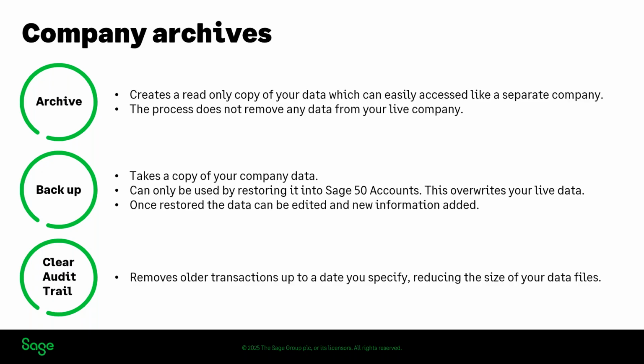And then lastly, we've got the clear audit trail. The clear audit trail process is to remove all the transactions to reduce the size of your data and keep things tidier and more organized. You would enter a date that you want to clear up to. So for example, if you wanted to keep 6 years worth of data, you would enter a chosen date, and then anything before that date would be removed, given it fits the criteria.